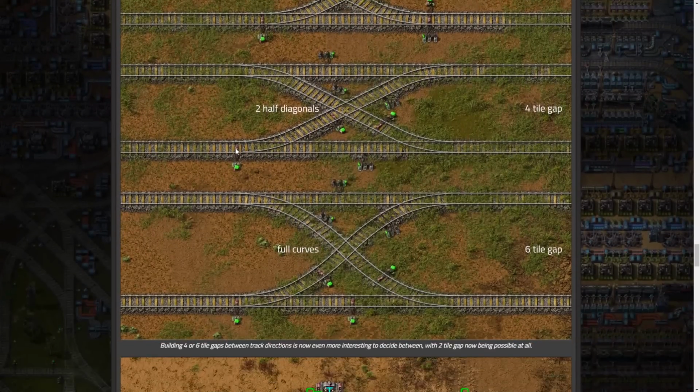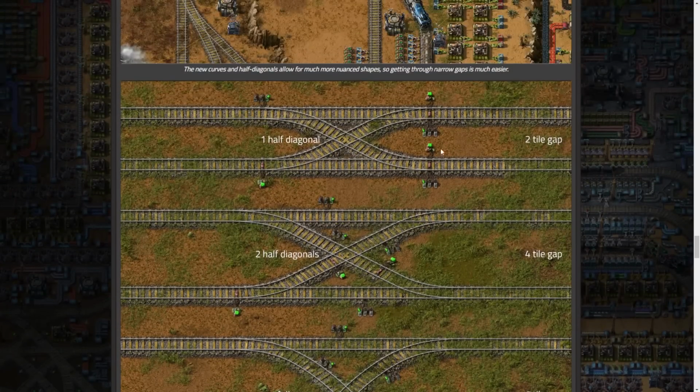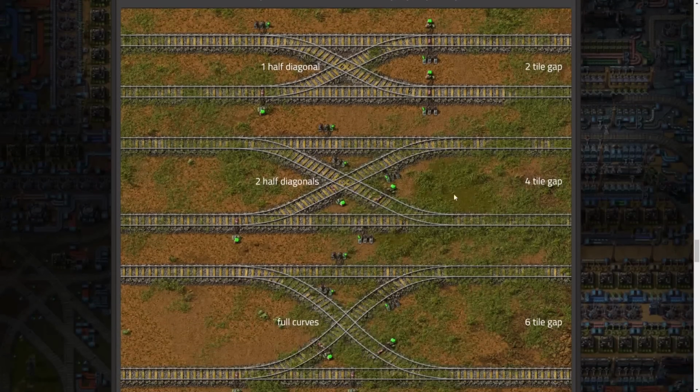So here it says building 4-6 tile gaps between track directions is now even more interesting to decide between with two tile gap now being possible. So yeah, you can see these are basically just one rail width apart, and you can actually do this pretty well because you can now make these S-bends properly. And this would be a 4 tile gap, and then of course a 6 tile gap, which I've never, well, actually 6 tile, that would be 3 rails.